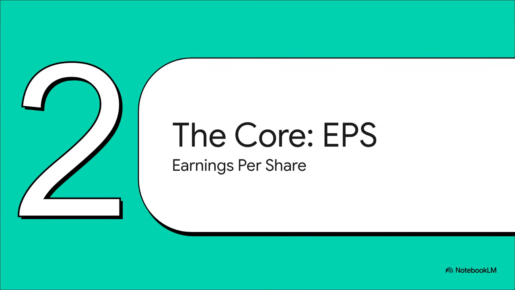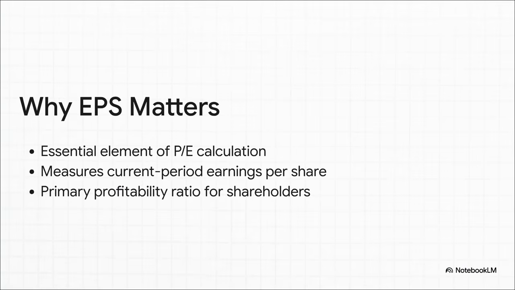Moving right along to section 2, the core, earnings per share, or EPS. You see, earnings per share is the essential, unavoidable denominator in that PE calculation we just looked at. It measures the current period earnings that can be directly linked to one single share of a corporation's common stock. And standard setters in accounting are actually super strict about exactly how you calculate this number. Why? Well, because if you hold common stock, this is literally your primary profitability ratio. It tells you the exact earning power of your specific little piece of the company pie.